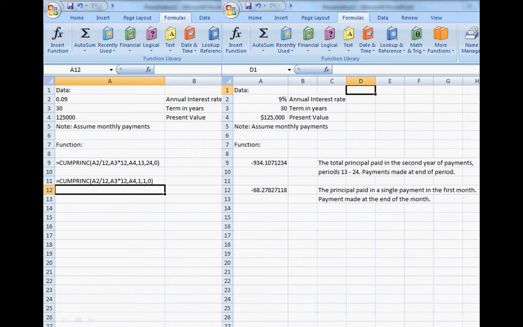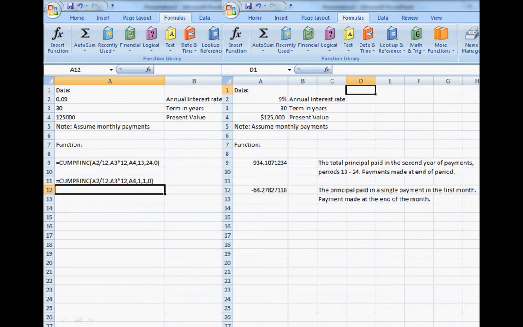For a second example for the Cumprinc function, we are still assuming monthly payments, so the rate remains A2 divided by 12. The number of periods will again be A3 times 12 for the same reason as example 1. The present value is again the present value listed in cell A4. The start period will be 1 and the end period will also be 1. This is calculating the principal paid in the first month of payments. The type will be 0 because payments are being made at the end of the period.